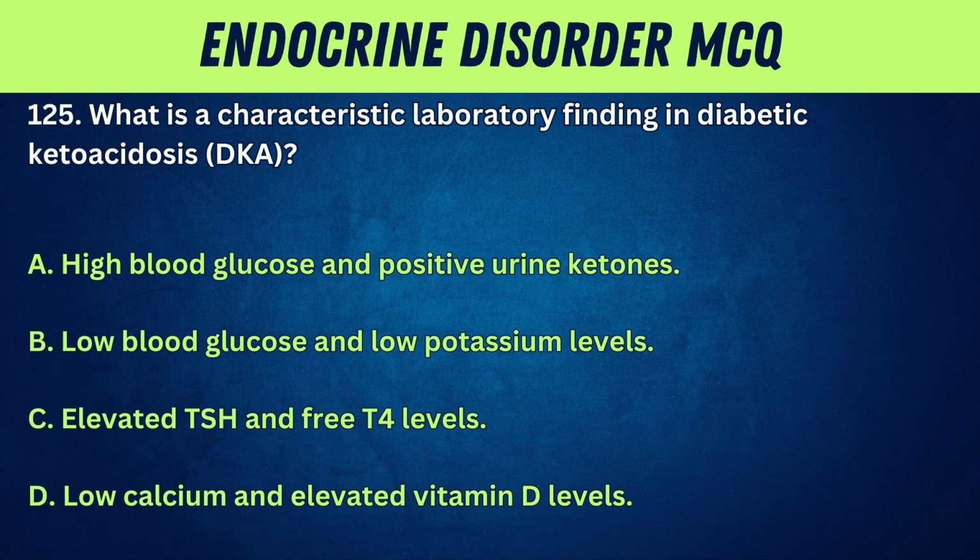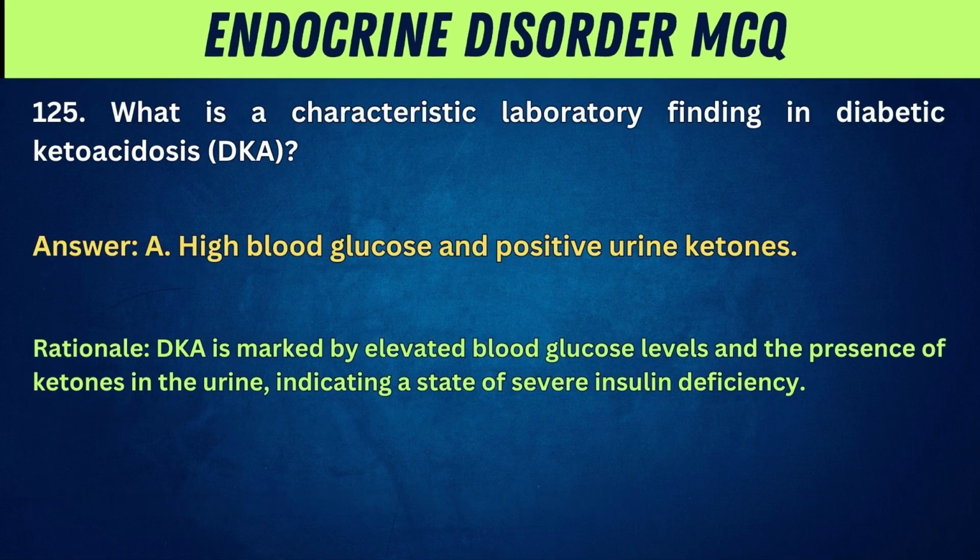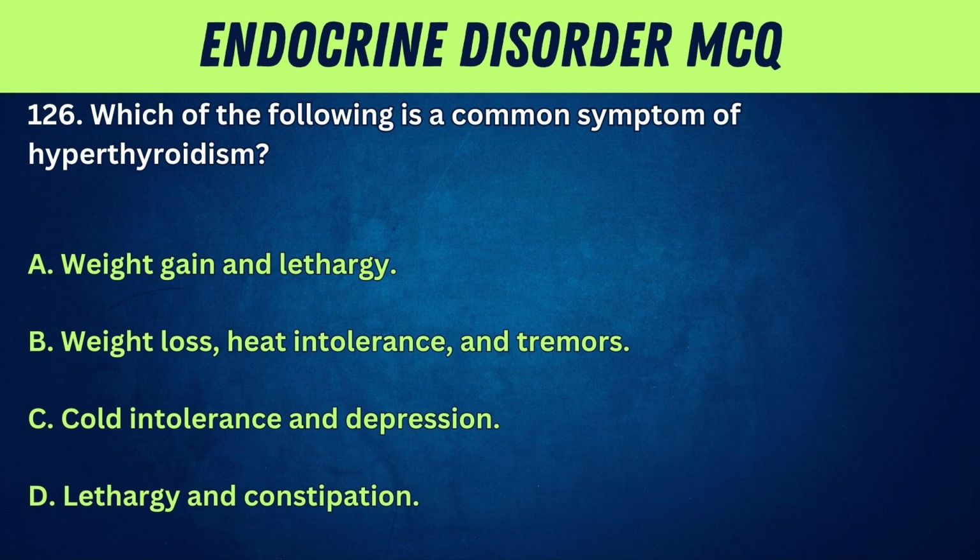125. What is a characteristic laboratory finding in diabetic ketoacidosis, DKA? A. High blood glucose and positive urine ketones. B. Low blood glucose and low potassium levels. C. Elevated TSH and free T4 levels. D. Low calcium and elevated vitamin D levels. Answer: A. High blood glucose and positive urine ketones. Rationale: DKA is marked by elevated blood glucose levels and the presence of ketones in the urine, indicating a state of severe insulin deficiency.